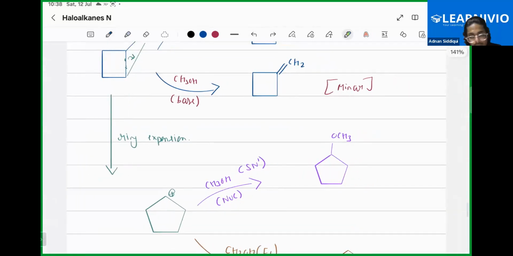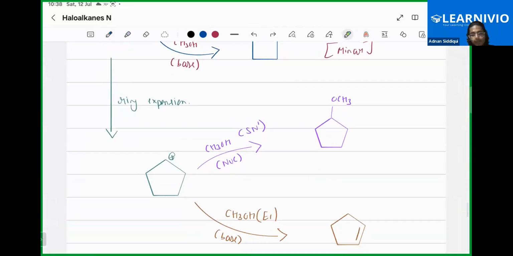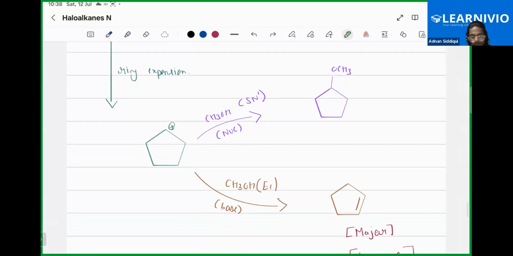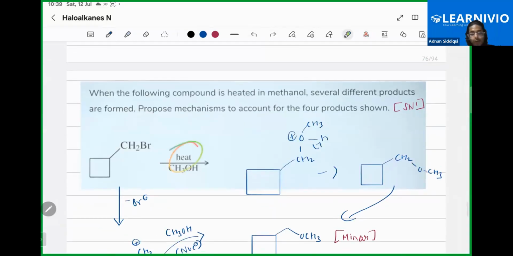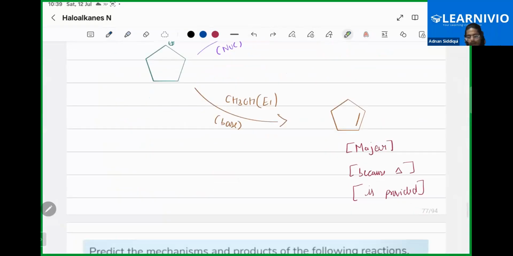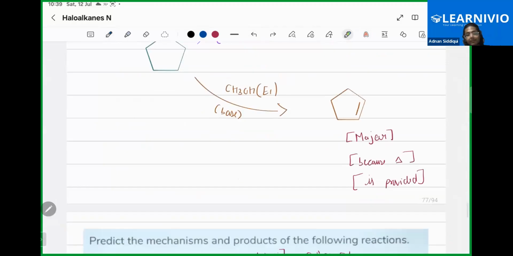Then it can do ring expansion. Now it is relatively more stable. So again here it can act as a nucleophile as well as a base. But in your question, as they have given heat, your major product is going to be the alkene one.